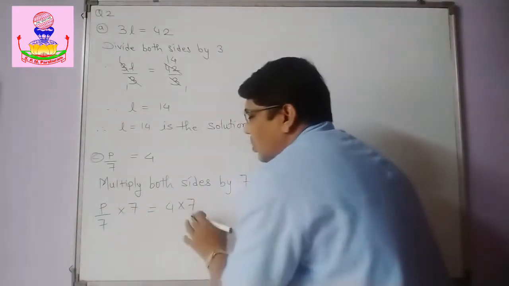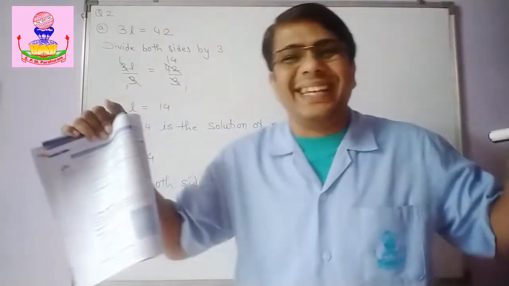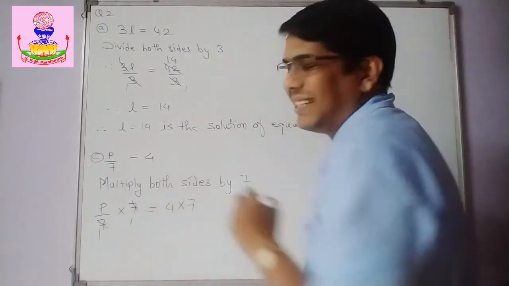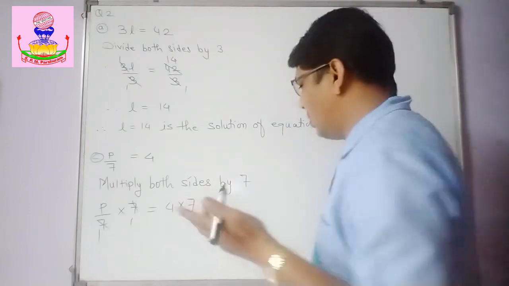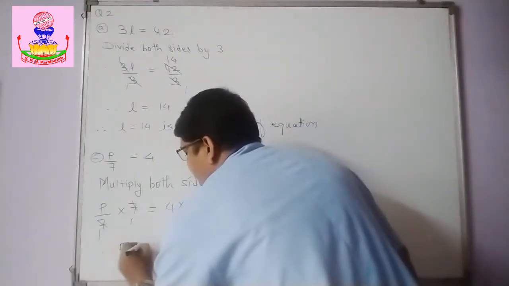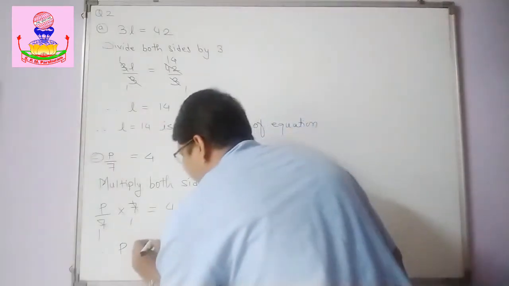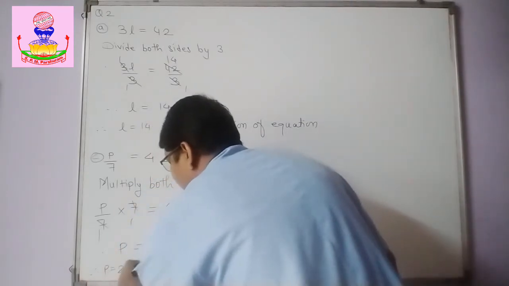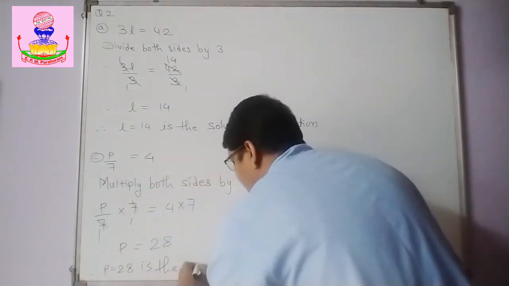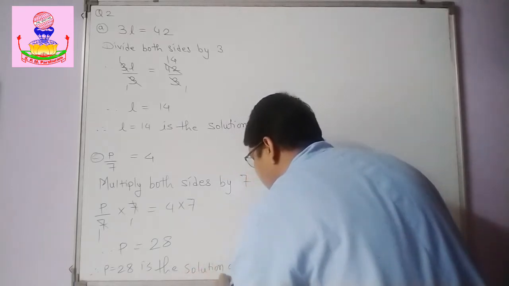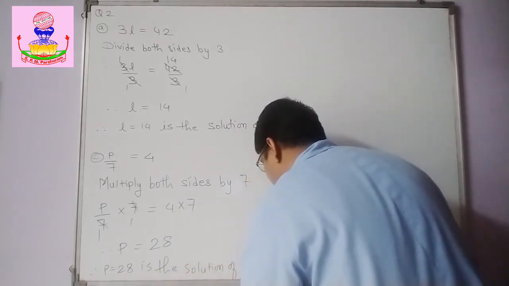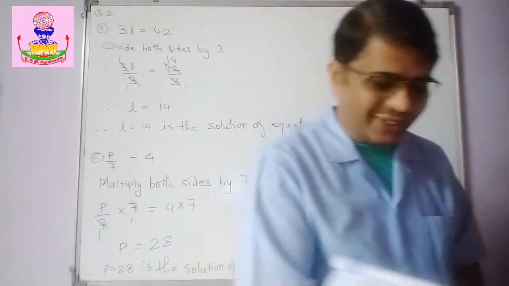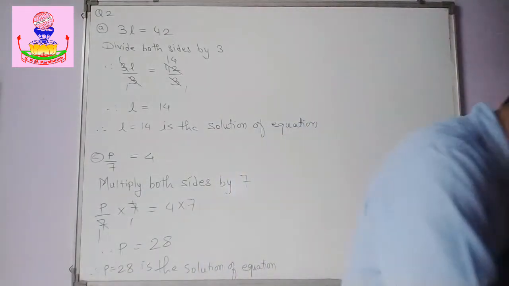So we have multiplied both the sides so that the balance remains. Okay. And so 7 ones are 7, 7 gets cancelled. You can see. My aim is to find the value of P. Okay. So therefore P is equal to 4 7s are, oh yes, 28. Right. So therefore P is equal to 28 is the solution of the equation. Okay. You can check it. 28 divided by 7, answer is 4. So that is the verification.